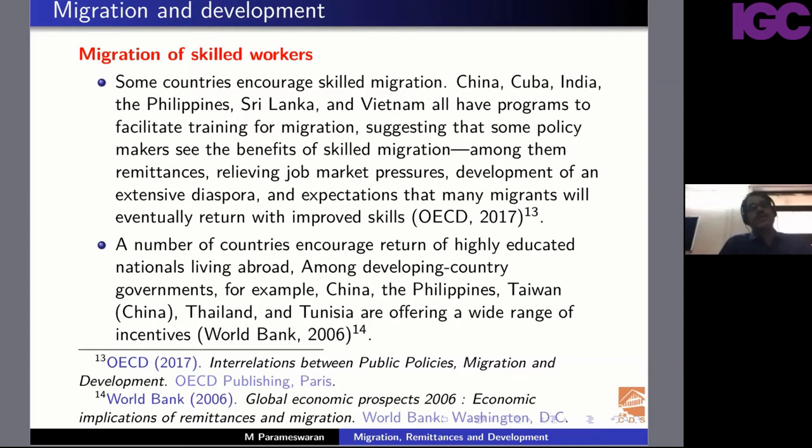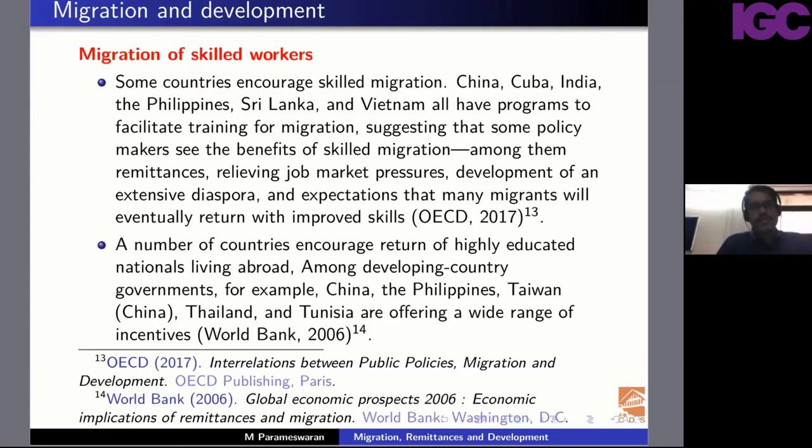But when it comes to skilled migration, it is beneficial for the migrant as well as for families, but when it comes to the countries of origin, it has its own problems.